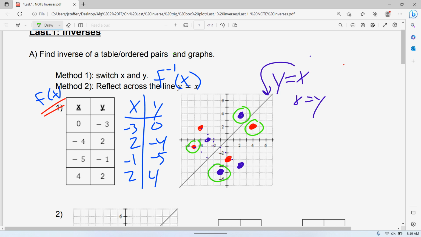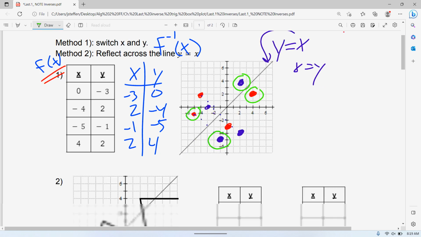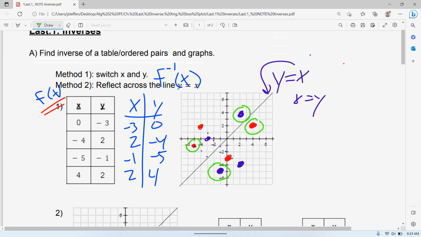I will show you the one where the graph is, I think, a little bit easier than doing the table. But for the most part, if you're just getting ordered pairs, I think it's just switching your X and your Y. Any questions on that one?